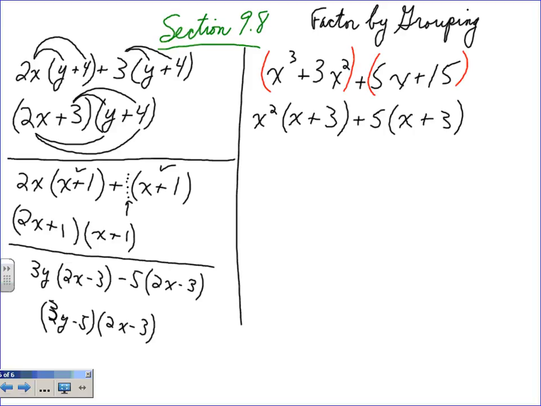You see where we're going to go from here now? Sure. Just like I did over on the left side, this becomes (x squared + 5) times the (x + 3). So when you're given 4 terms, this is how we factor. It's called factoring by grouping.